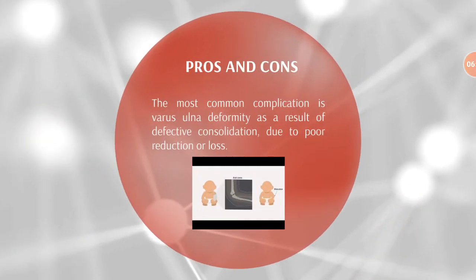Pros and cons. The most common complication is cubitus varus, the gunstock deformity, as a result of defective consolidation due to poor reduction or loss of reduction.